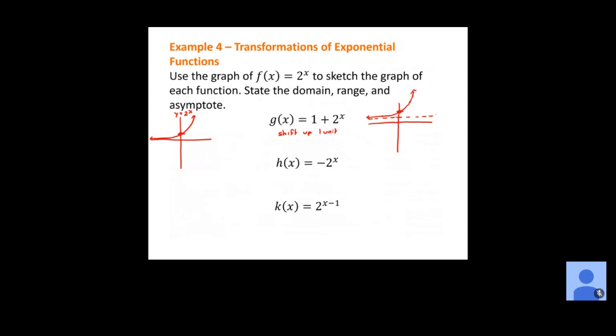And so now we know the horizontal asymptote is going to be y equals 1 instead, right? And that was one of the things they asked us to find here. The other 2 things are domain and range, right? So let's think about domain. What's the domain for this new function?